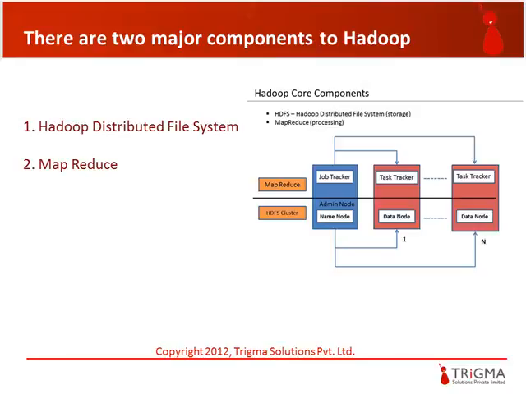MapReduce is used for processing of large data stored on the file system. It has a job tracker and task tracker. The job tracker assigns the job to the task tracker.